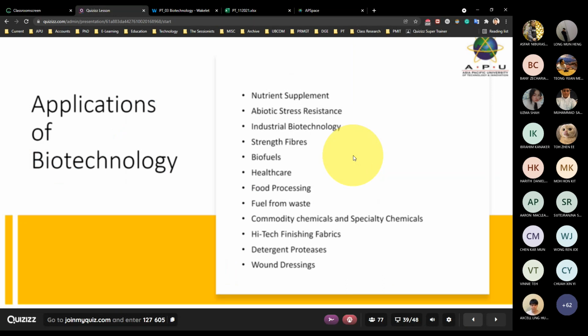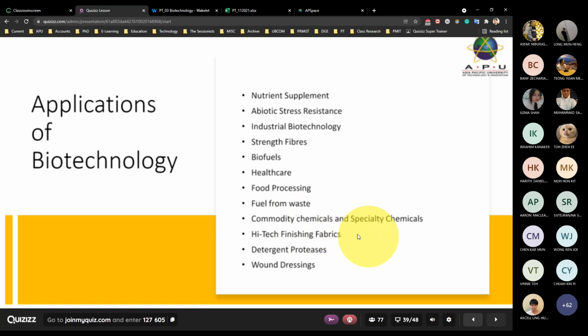Okay, all right. So now when we move from all the 6 different colors you saw there, but not forgetting, I showed you a website earlier that also covers other aspects, other colors as well. Overall, for applications of biotechnology, there are a lot of the ones we are more interested in. Nutrient supplements, all the vitamins that you see today, all from biotech. Stress resistance, industrial biotechnology, strength fibers, biofuels, healthcare, food processing. A lot of these examples you saw when we went through the different applications earlier.